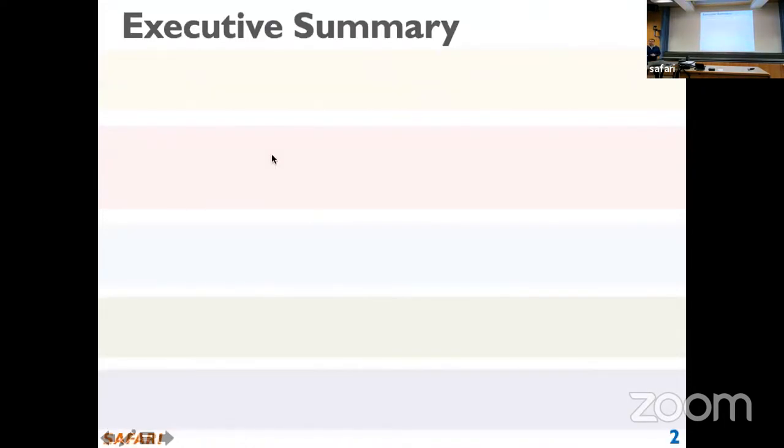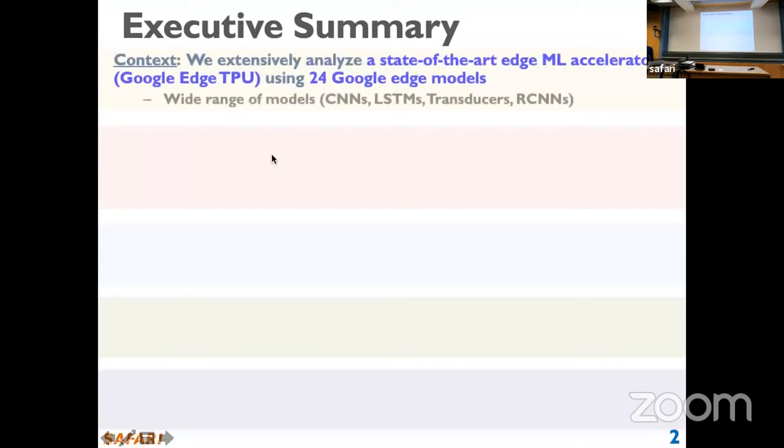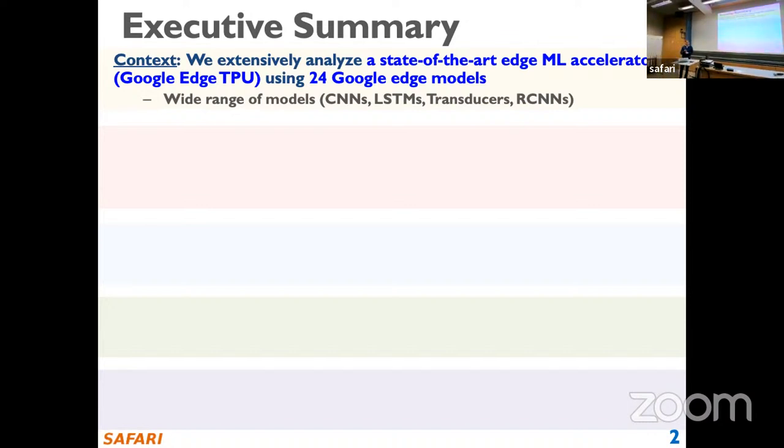Okay, so before we start, just a quick executive summary of what this paper is about. To give some context, in this paper we went to Google and took some of the machine learning models, neural network models that Google was using for their products, like speech recognition, translation, or image recognition. In total 24 of those models. And then we profiled them to understand what the major bottlenecks are that the baseline accelerator, the Google Edge TPU accelerator, was suffering from when executing those models.